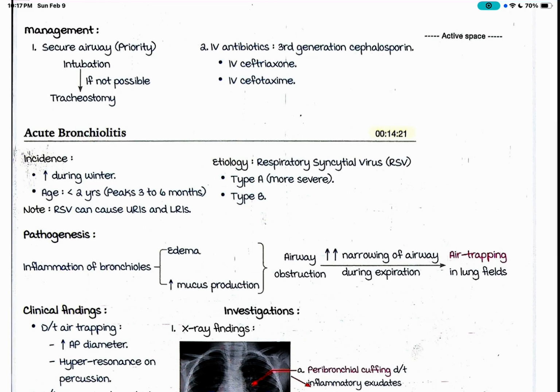IV antibiotics: you give third generation cephalosporins because it is a bacterial infection, Haemophilus influenzae type B. Which IV antibiotics do you give? Third generation cephalosporins, which are IV ceftriaxone or IV cefotaxime.